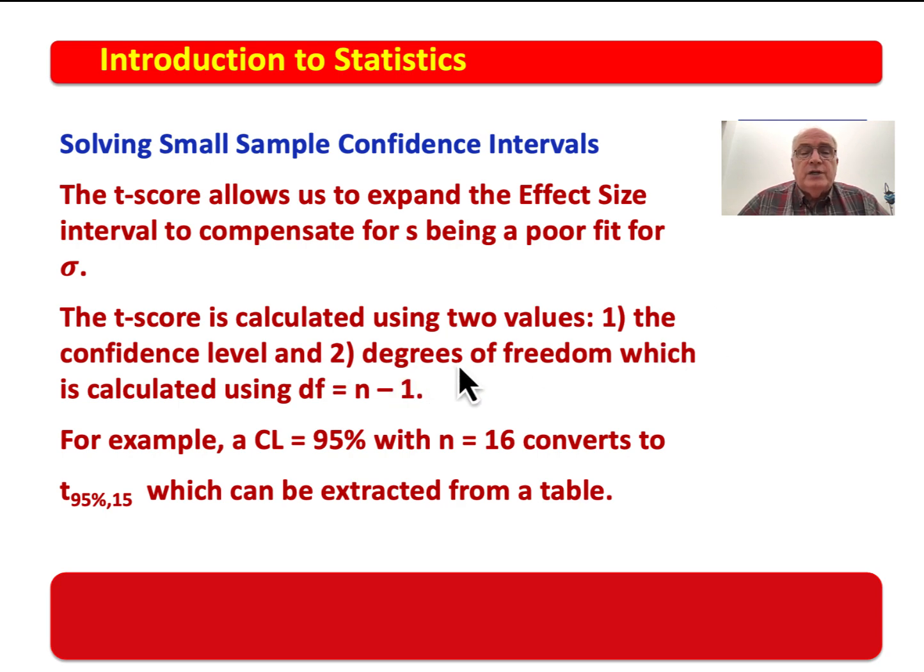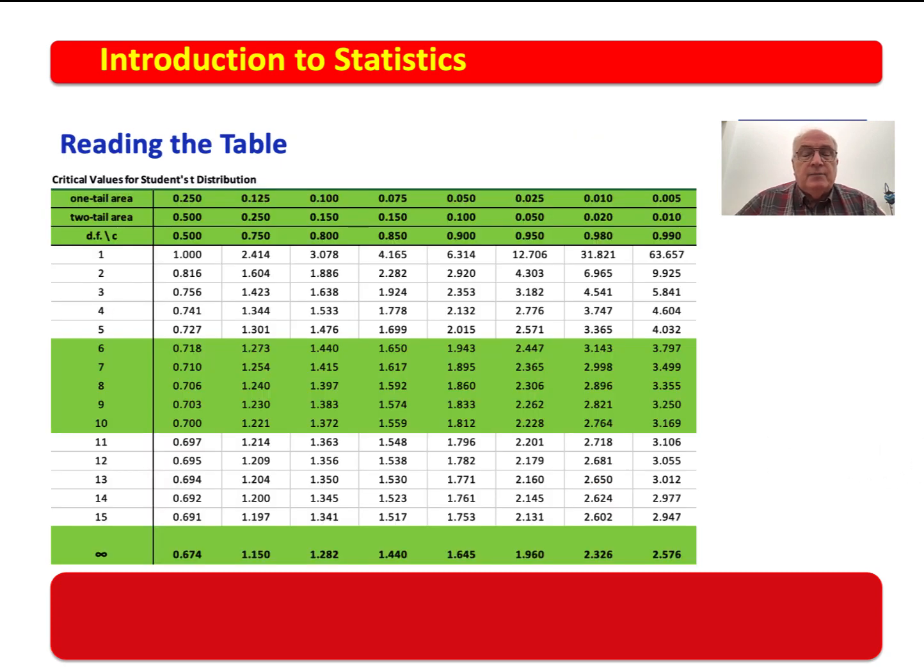But the other thing that we must do is calculate degrees of freedom, where degrees of freedom are defined as the number in the sample minus 1. For example, a confidence level of 95% with a sample size of 16 converts to a t-score of 95% with 15 degrees of freedom, because the degrees of freedom is equal to 16 minus 1, and we can extract this from the table. Here's a table, and I have included that for your class, but it's called a student's t-distribution.